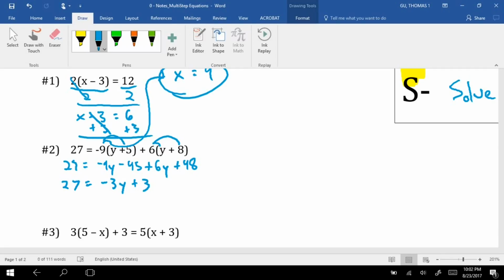Yeah, it did. Okay, great. Let's do that then. Minus 3. I got my own little classroom in my apartment. Not really, but let's pretend we do. Okay, minus 3. 27 minus 3 is 24 equals negative 3y.